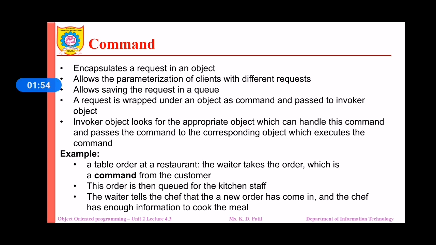For example, let us consider a table order at a restaurant. The waiter takes the order, which is a command from the customer. Then this order is queued for the kitchen staff. The waiter tells the chef that a new order has come and the chef has enough information to cook the meal. Now here the chef is the right object to whom the command has been passed to complete the task.